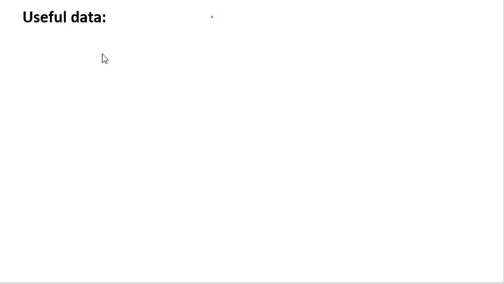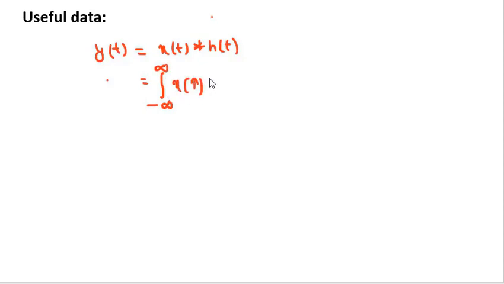So the useful data for this question is that you need to know the convolution integral of an LTI system. So if y(t) is the output of an LTI system whose input is x(t) and impulse response is h(t), then this convolution can be given as the integral from minus infinity to infinity of x(tau) h(t minus tau) d tau.